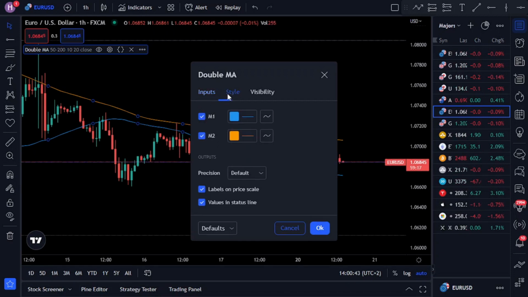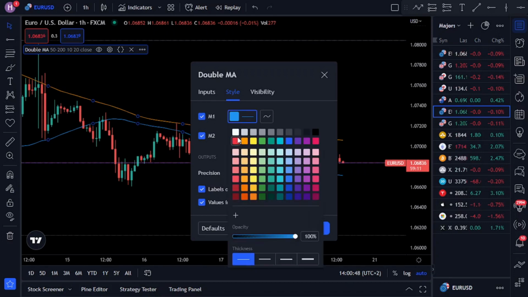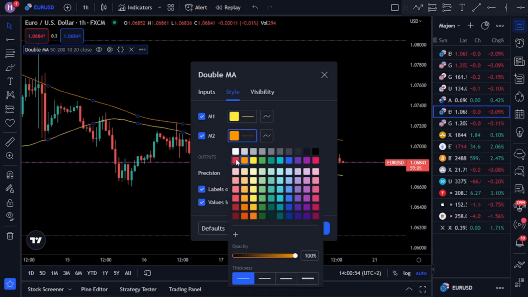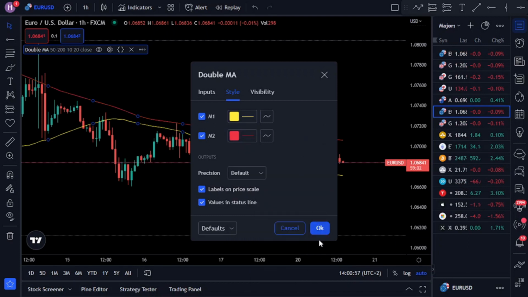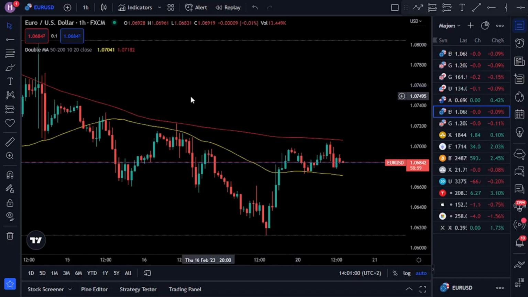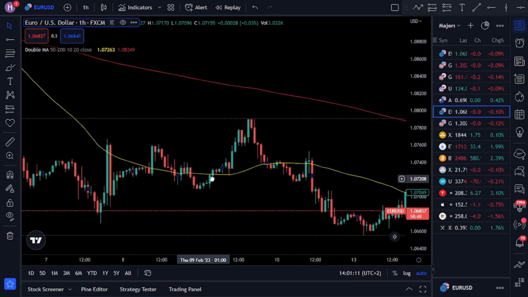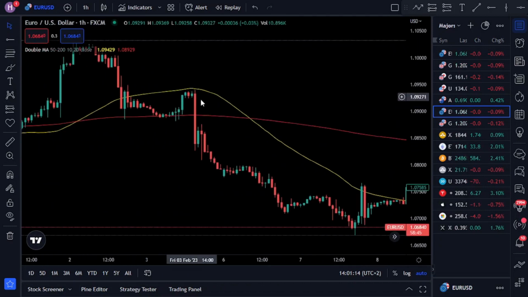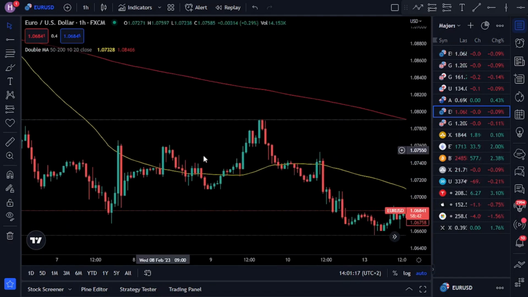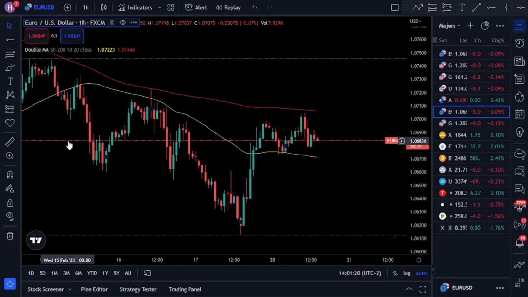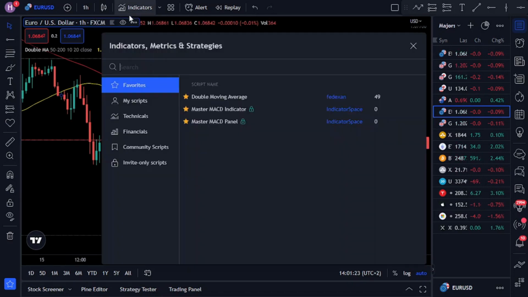Under the style, we are going to make the following adjustments. The first moving average, which is our fast moving average, is going to be changed to yellow. And the second one, which is our slow moving average, is going to be red. Now that we have a way to clearly identify the trend in the market, meaning when the yellow line is below the red line, we are in a downtrend and only taking sell trades, and the opposite is also true. When the yellow line is above the red line, we are only taking buy trades as we are in an uptrend.